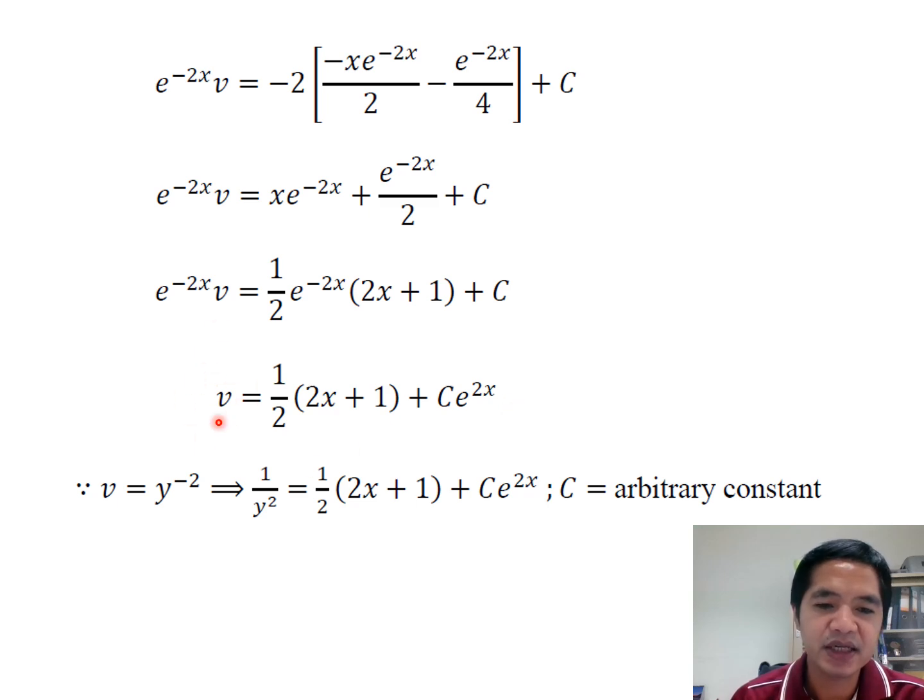And don't forget, in the final step, you have to plug back in the assumption you made from the beginning, which is v equal to y to the minus 2, right? Or 1 over y squared. This is the final answer, which is 1 over y squared equal to 1 over 2 times 2x plus 1 plus c e to the minus 2x. C is a constant. Okay, and this is the way to solve the Bernoulli equation, which is: make the assumption v equal to y to the minus n and plug in, then use the linear equation method to solve the problem. Okay.